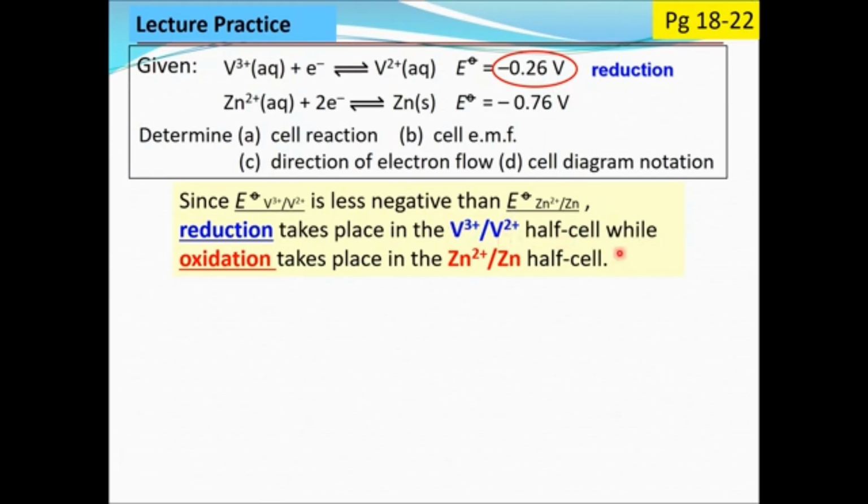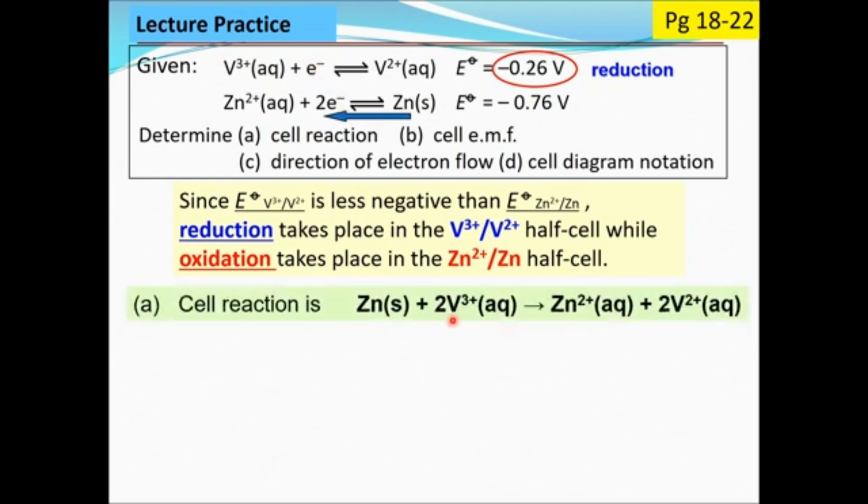Oxidation occurs at the other half cell. So that's where oxidation occurs. Then we can write the overall equation. In this case, do take note, 2 electrons, 1 electron. You need to do a bit of multiplication to ensure that the number of electrons cancel out at both sides.